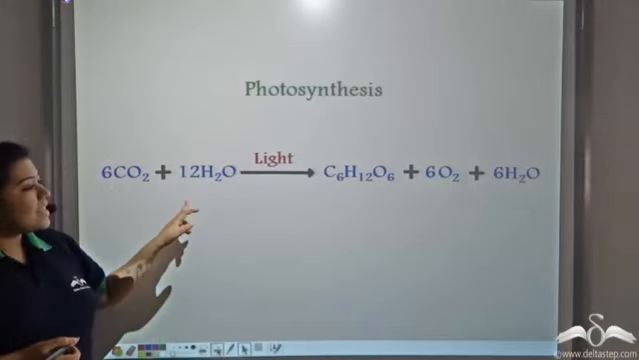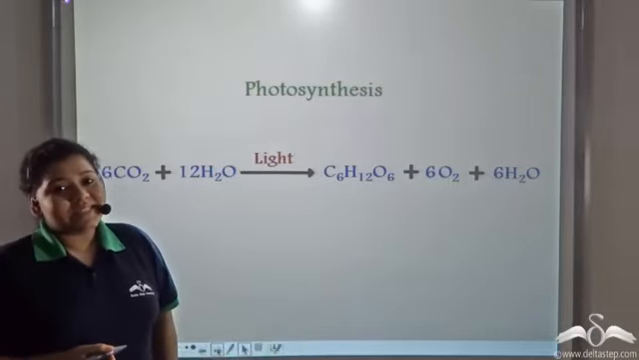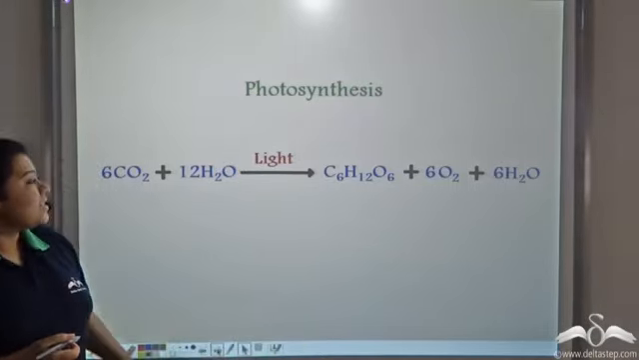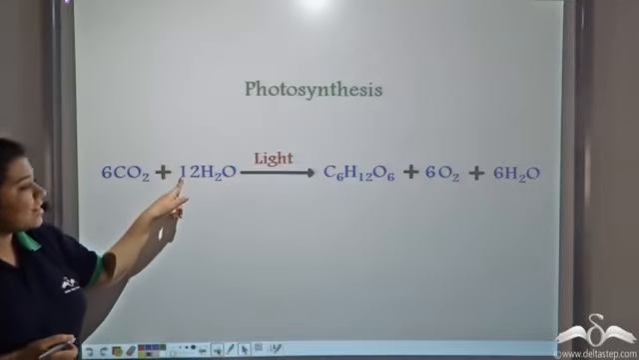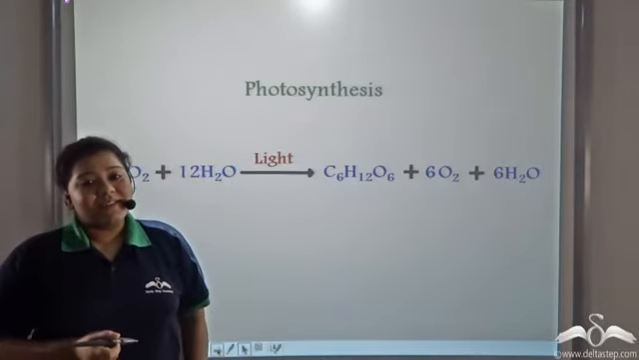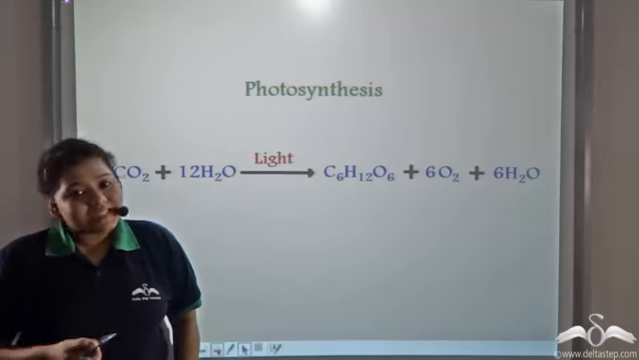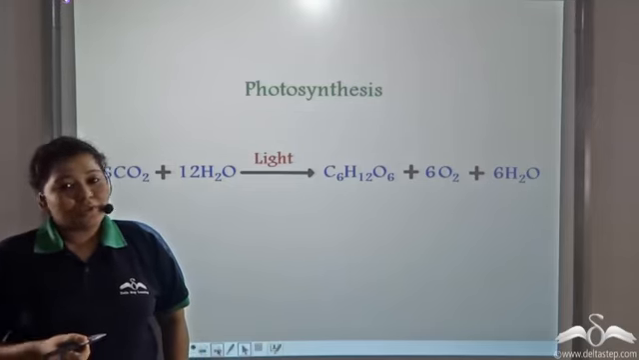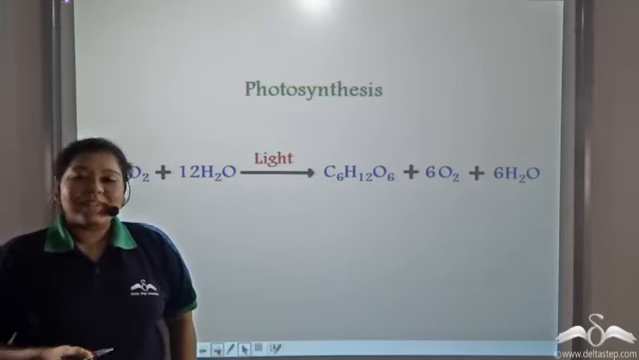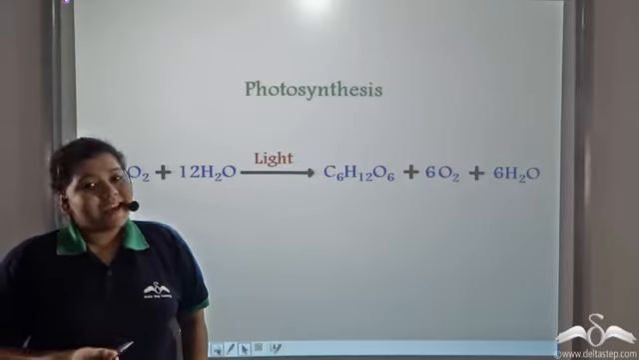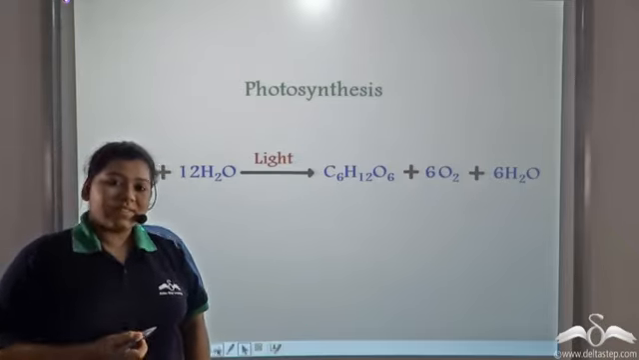See, this is the equation of photosynthesis where green plants, with the help of water, make food. Now, is this the only reason why green plants require water? We'll see. But before that, let me ask you a question.